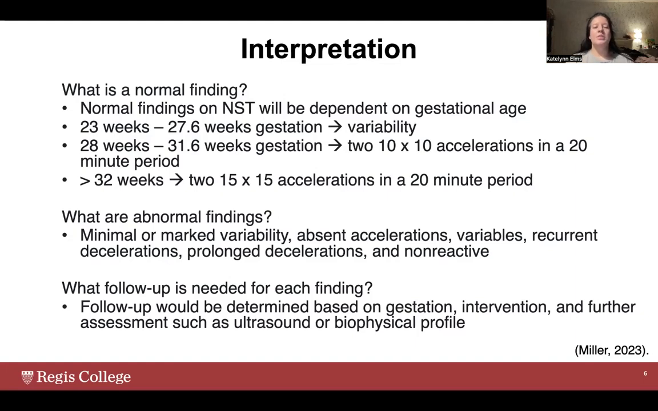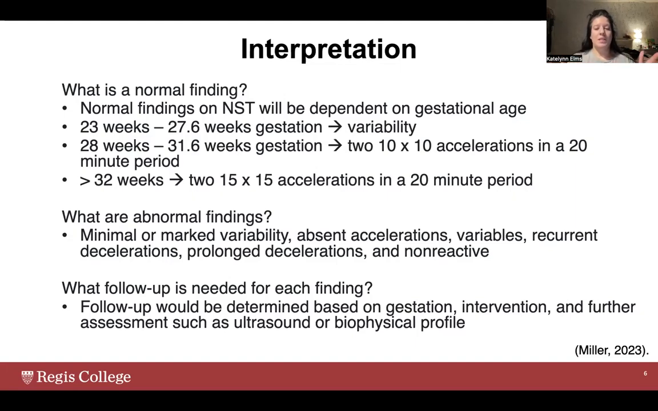Follow up. So it's going to depend on the gestation and the interventions we do, and then further assessment. So when I worked on high risk, if I had a patient who had a non-reactive NST, I'm going to turn her. I'm going to give her a fluid bolus as long as she's not preeclamptic. I'll give her juice if I need to. I'm going to notify the provider.